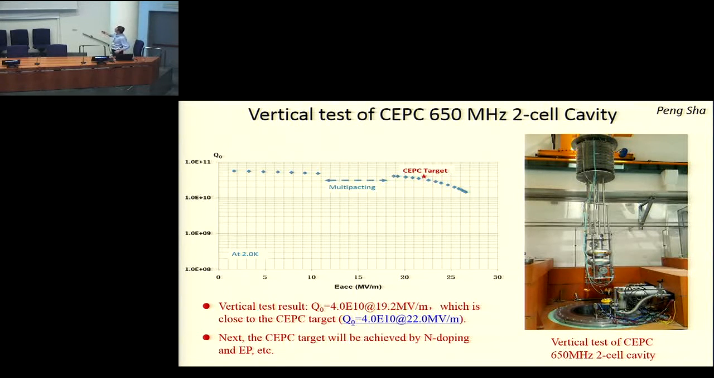And we developed 650 megahertz two-cell cavities. This is the two-cell cavity for the vertical testing. We got a vertical result of about 4E10 at about 20 megavolt per meter, which is close to the CPC target. The CPC target is 4E10 at 22 megavolt per meter. Next is to see whether the CPC target will be achieved by using nitrogen doping and EP. This one is the result with EP.